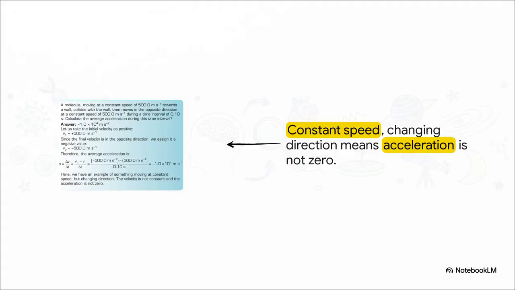This rule actually applies beautifully even at the microscopic level. Picture a molecule moving at a perfectly constant speed, hitting a wall, and then bouncing back. It didn't change its speed, right? But because it changed its direction, its velocity changed. Therefore, it actually experienced an average acceleration, and a pretty significant one at that. It's a great reminder that acceleration isn't just about stepping on the gas. It's about any change in velocity.